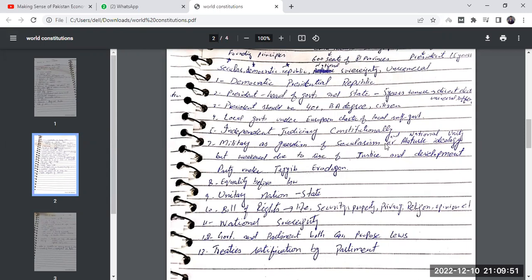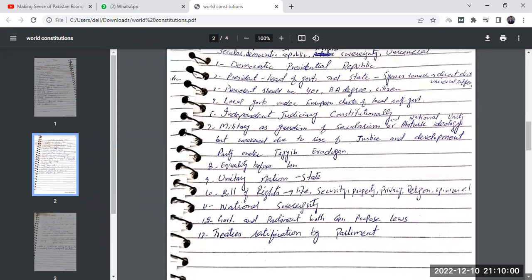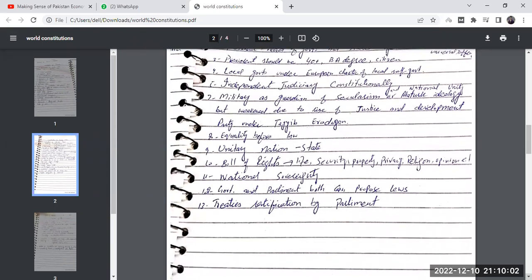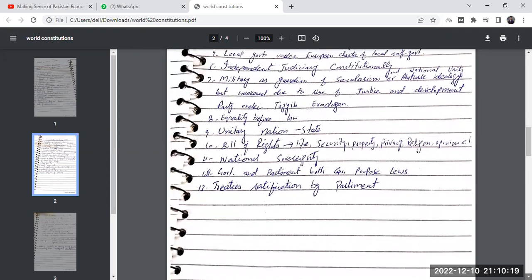So the military is a guardian of secularism and Ataturk ideology, but weakened due to the rise of the Justice and Development Party under Tayyip Erdogan. Tayyip Erdogan is very powerful, and they failed the coup. And equality before law, and a unitary state, unicameral legislation. Bill of Rights: there is also a right of life, right of security, right of property, right of privacy, right of religion, right of opinion, etc. All those rights are enshrined in the Constitution.